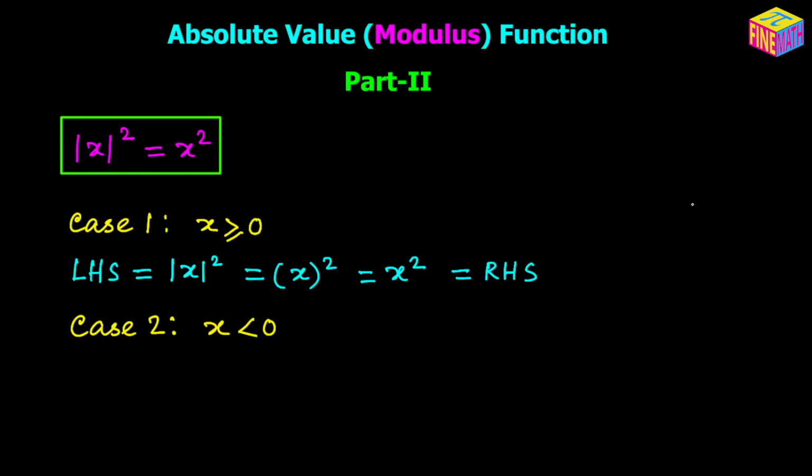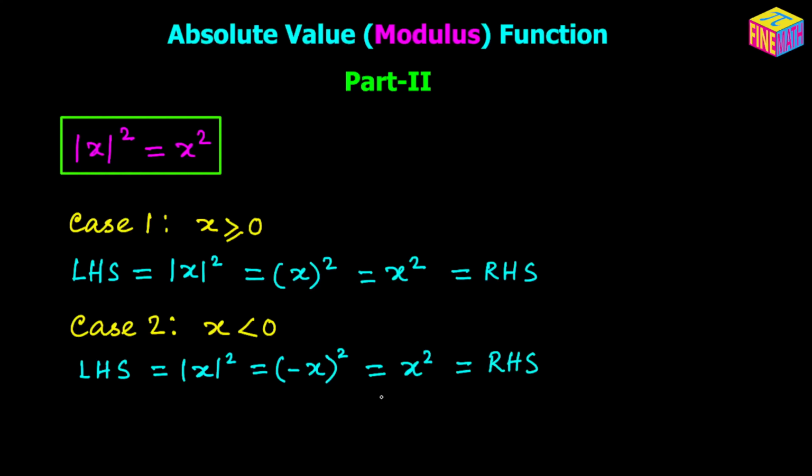Now let's take the second case where x is negative. So if x is negative, then how is the left hand side going to look? Here the left hand side would be equal to modulus of x whole squared, and because x is negative, it is going to come out as negative x. That's based on the definition of the modulus function. And then we have the square here. So again, this is negative x whole squared, that is going to be positive x squared. And again, we can see that it is the same as the right hand side.